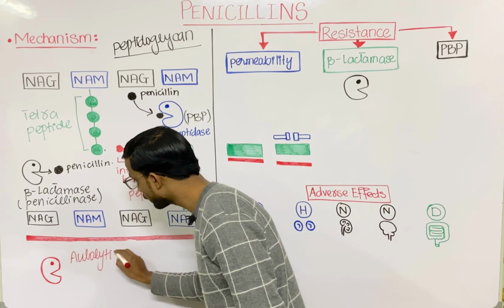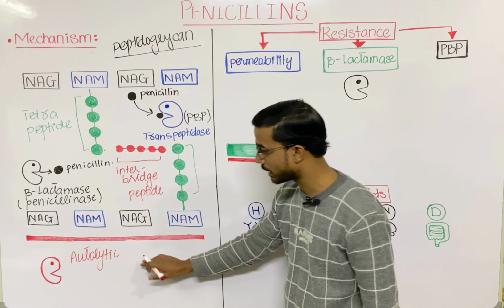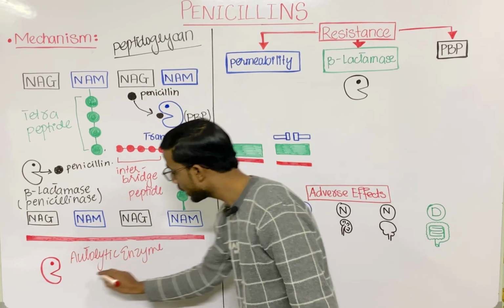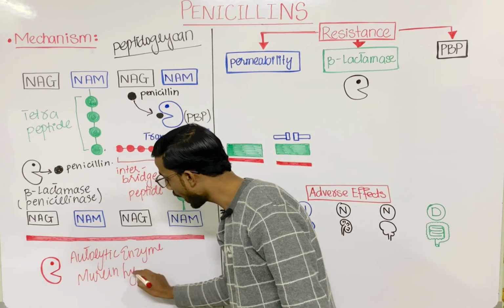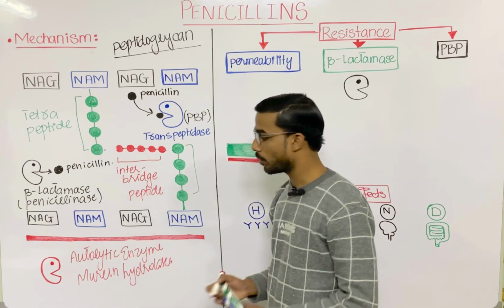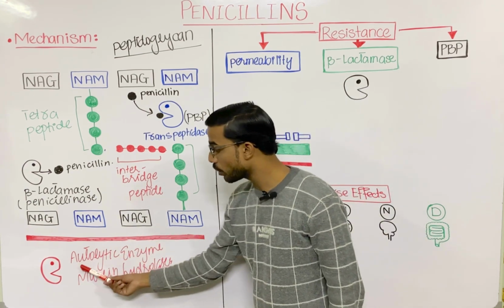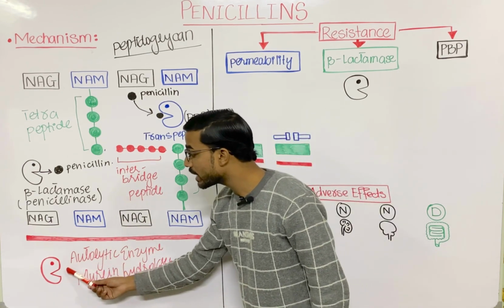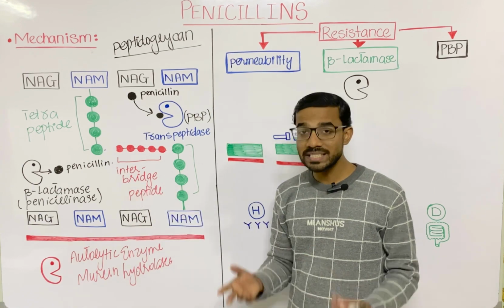Autolytic enzymes are actually present inside the bacteria. Here is the inner side of the bacteria. Autolytic enzymes, or you can say murein hydrolases. Now, in the penicillin-treated cell, you will see the activation of the autolytic enzyme, or you can say murein hydrolase. These autolytic enzymes will start destroying the peptidoglycan itself.